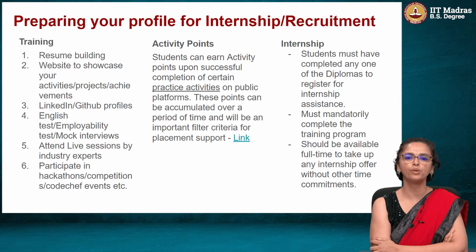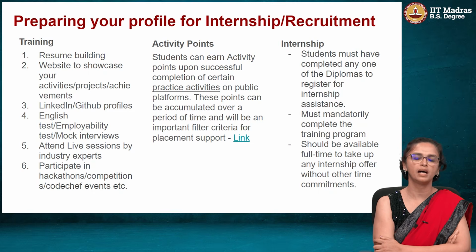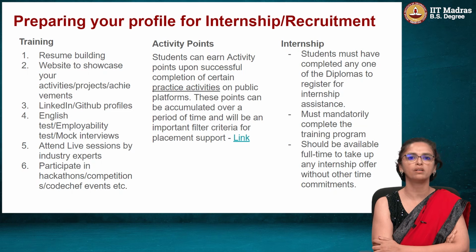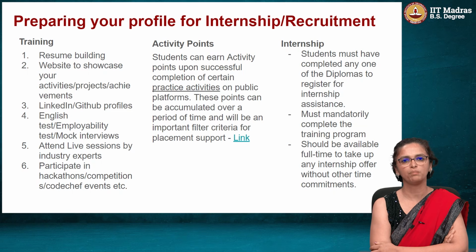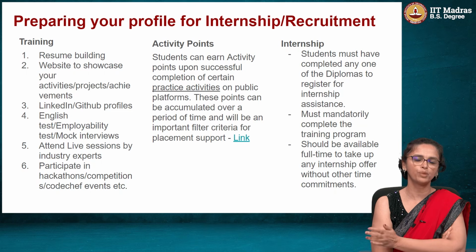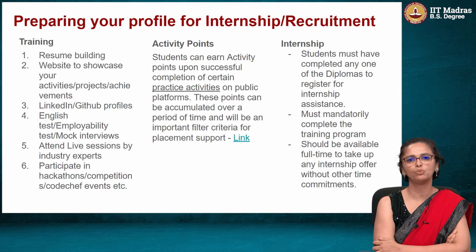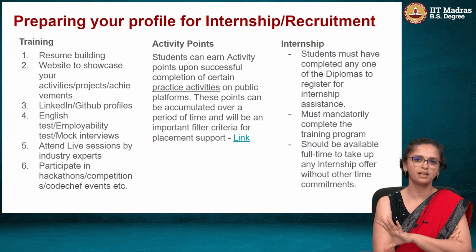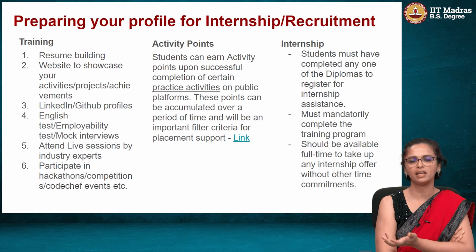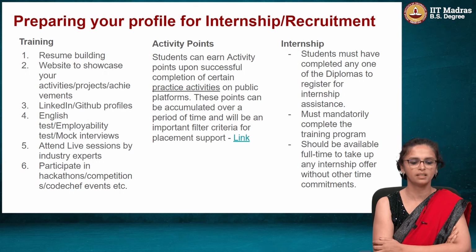Here is a slide that captures how you prepare your profile for applying for internships or getting ready for placement. As you complete maybe your 2 diplomas, if you have a degree outside, or if you are completing your BSc, BS degree, preparing a profile for a period of maybe 2 or 3 years is a good thing. You need to start thinking about what you will showcase there, which will make you stand out from so many other applicants for any position in any company or higher education or any other possibility.